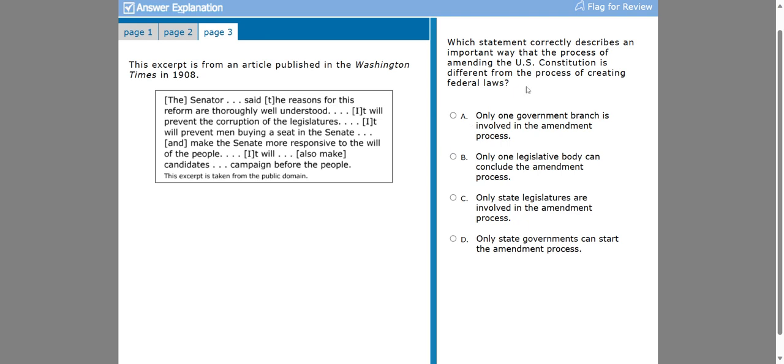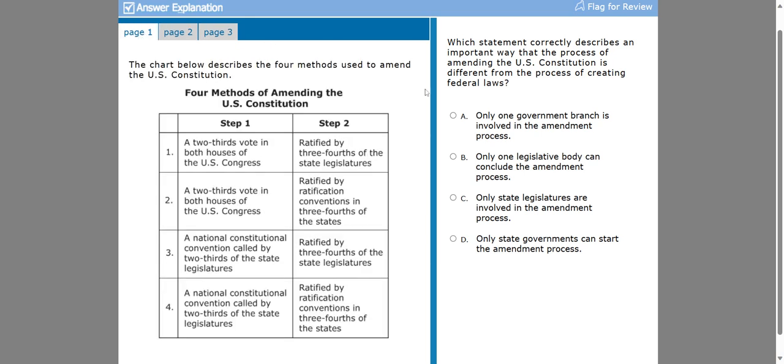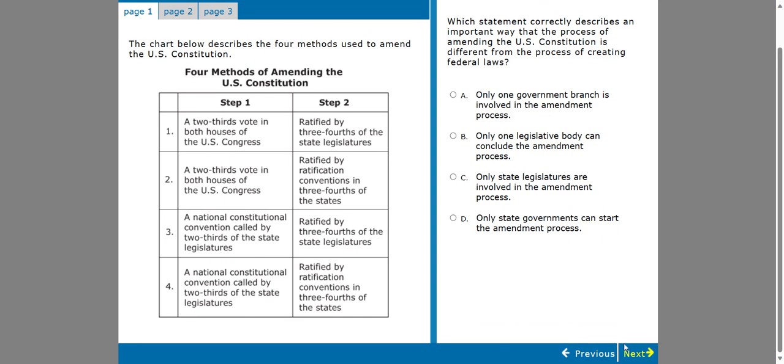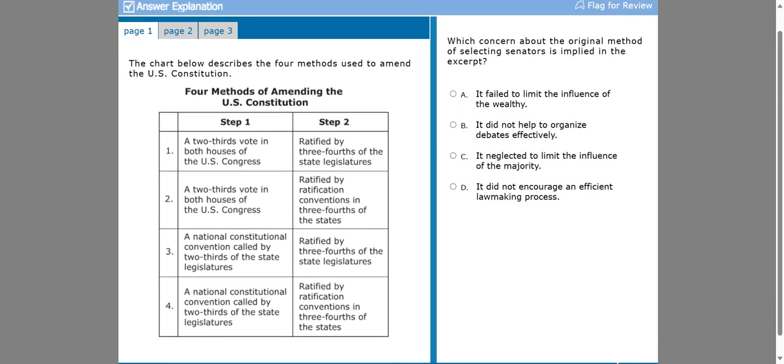So here we have a question which focuses on which statement correctly describes an important way that the process of amending the U.S. Constitution is different from the process of creating federal laws. So, definitely, we want to make sure that we look through the information and make a decision on how the process of amending the Constitution is different from the process of creating federal laws. So, it's almost like a compare and contrast question, right, writers? We are moving on now to the second question.